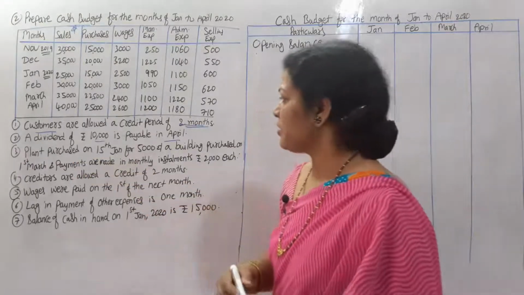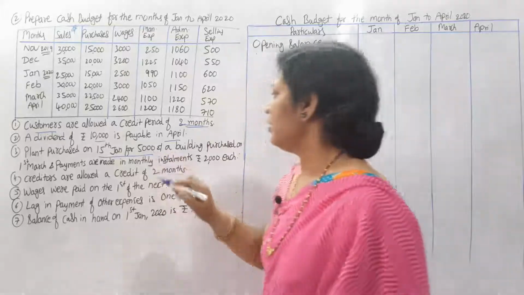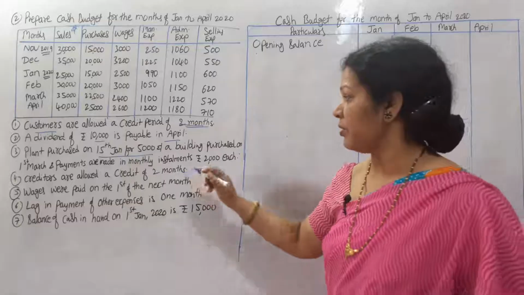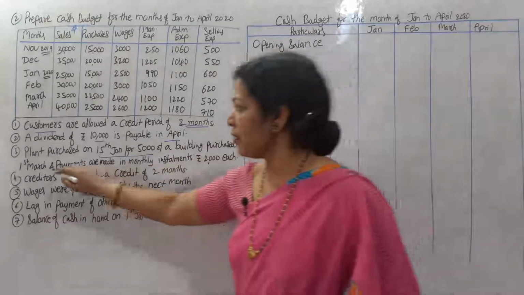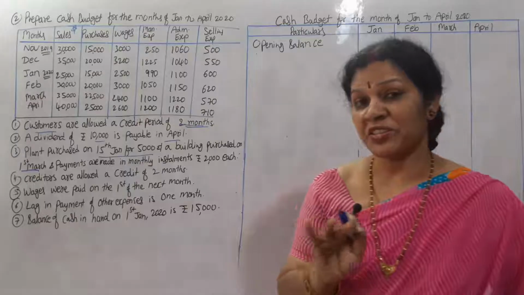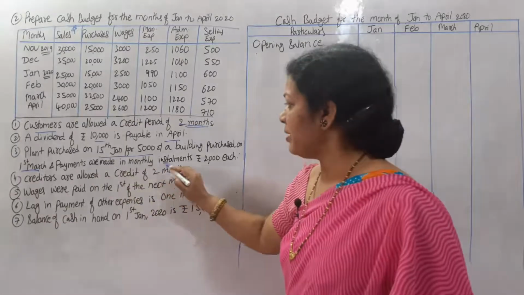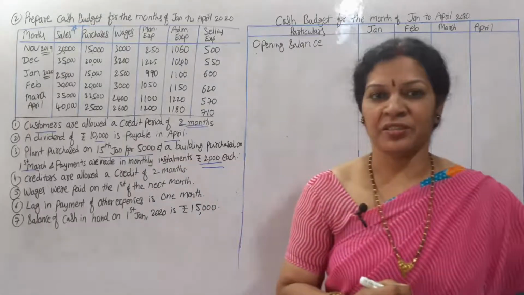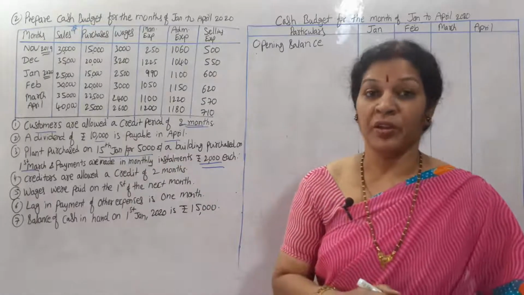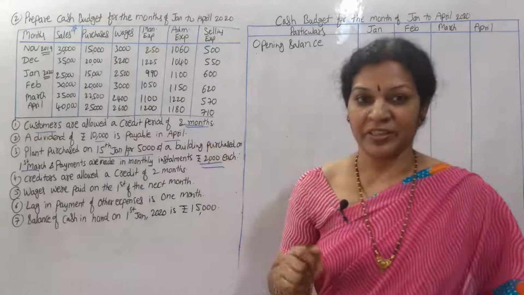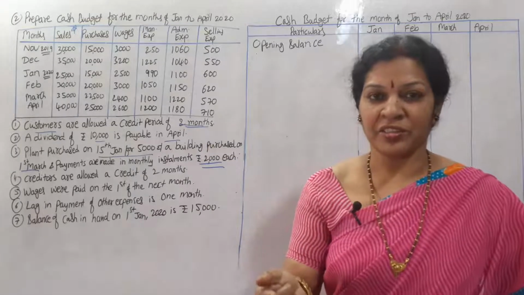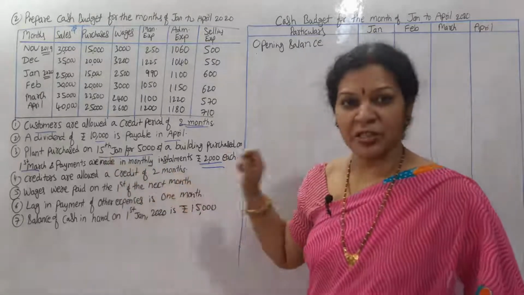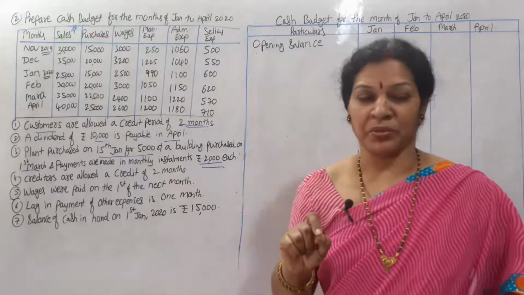Next, plant purchased on 1st January for 5,000. In the month of January, we'll make the payment of 5,000. And a building purchased on March 1st. Payments are made in monthly installments of 2,000 each. March onwards, every month we have to pay 2,000 for purchasing the building, on installment basis. Getting it? Rest of the months don't touch. January, February don't touch. Only March and April we are going to make 2,000 rupees installments.